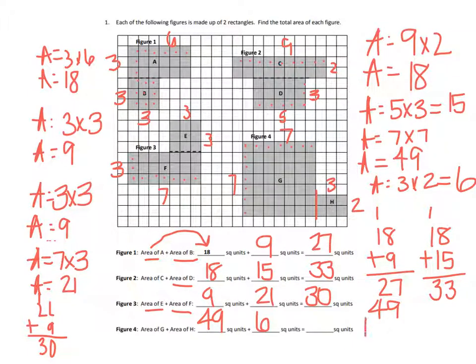Now I need to add 49 plus 6. 9 plus 6 is 15. I'm going to write the 5, carry the 1. 1 plus 4 is 5. So their total area is 55 square units.